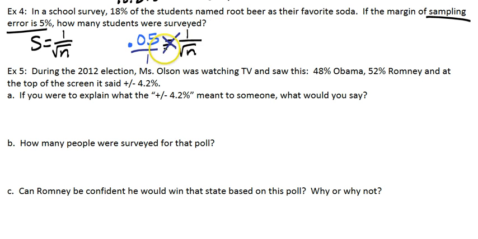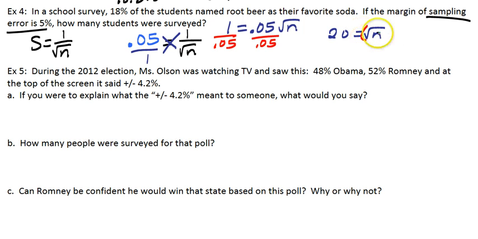So one of the crosses is 1 times 1. The other cross is 0.05 times the square root of n. Now I can see I want to get rid of that number in front, so I'm going to divide by 0.05. And I get approximately 20, or maybe exactly, I didn't check. And then to get rid of a square root, I'm going to square both sides, and 20 squared is 400. So 400 students were surveyed to make that survey results, 400.